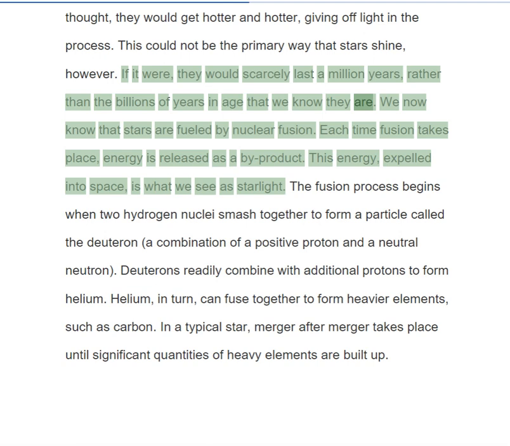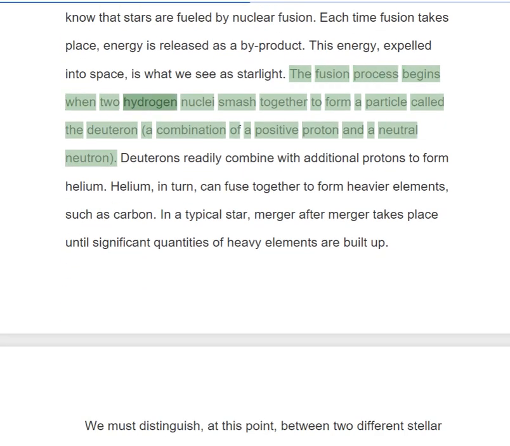know they are. We now know that stars are fueled by nuclear fusion. Each time fusion takes place, energy is released as a byproduct. This energy, expelled into space, is what we see as starlight. The fusion process begins when two hydrogen nuclei smash together to form a particle called the deuteron.